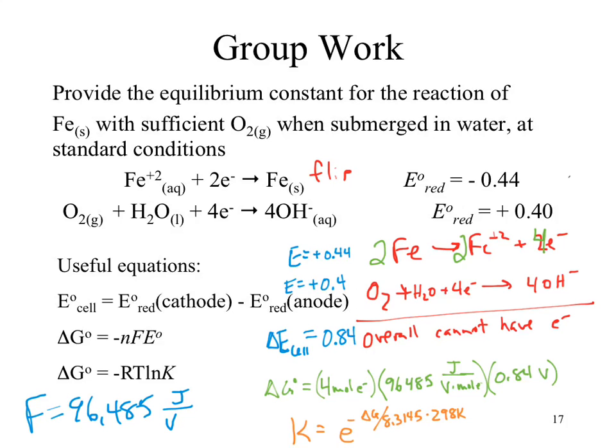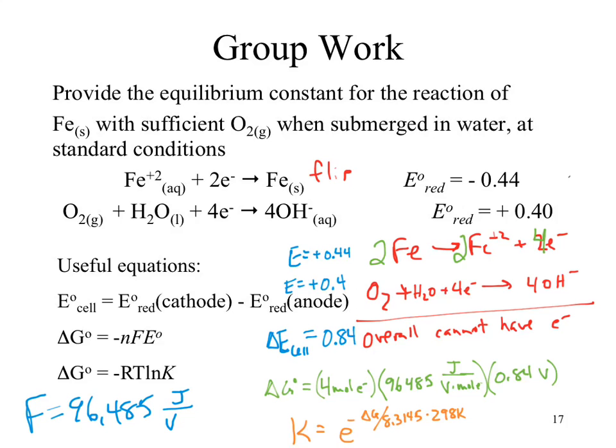Our overall equation is not allowed to have electrons in it. So we have to make sure that we can account for that when we balance our reaction. How do we fix that? Our iron had 2 electrons. Our oxygen required 4 electrons. What do we have to do? We'll multiply our iron equation by 2 to change our coefficients around so that when we balance our overall reaction, our electrons cancel out on both sides of the equation.